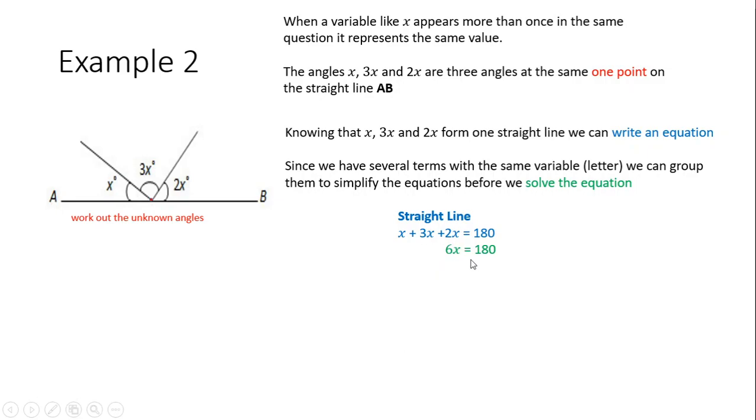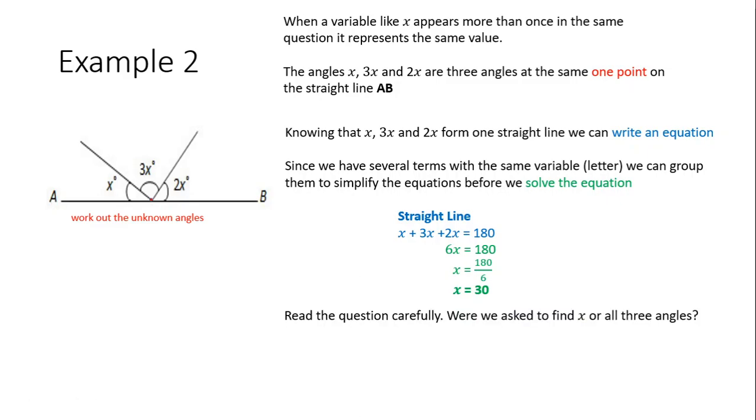So 6x equals 180, and now I can solve this equation by getting x by itself, which means I need to send 6 to the other side. The 6 here is multiplying, so when I take it to the other side, I'm going to divide. x is equal to 180 divided by 6, and that's 30. Now, done, right? Be careful.